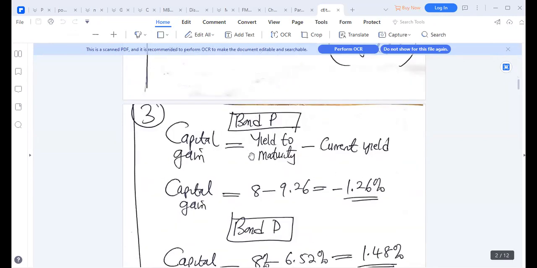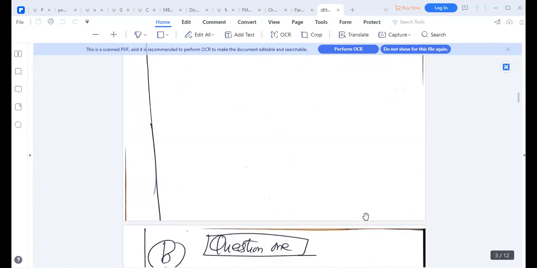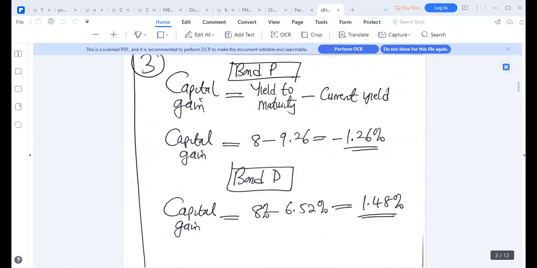So if we go to bond P, the yield to maturity was 8%. The current yield was what? 9.26. So here we're seeing a decline of minus 1.26. Bond D, 8% minus 6.52. We're getting a capital gain of positive 1.48. So as you can see, our explanation is as follows. The expected capital gains represent a change in the bond price over time due to shifts in interest.